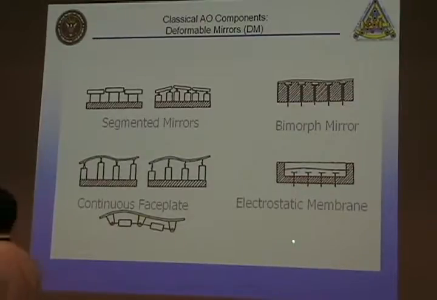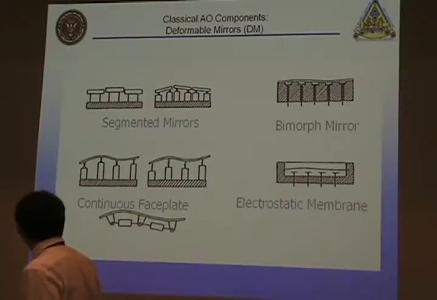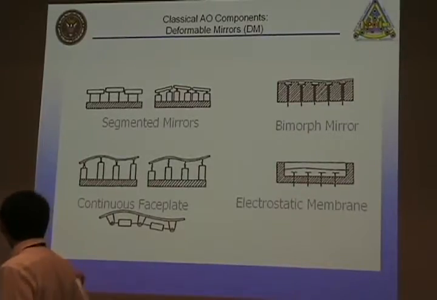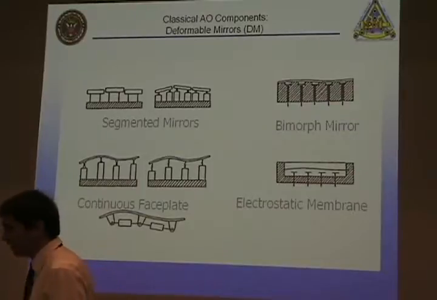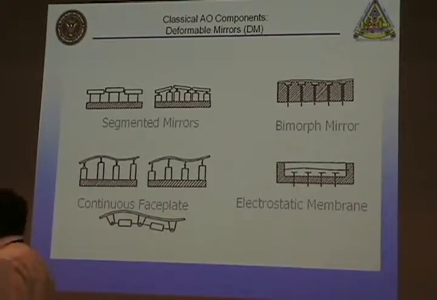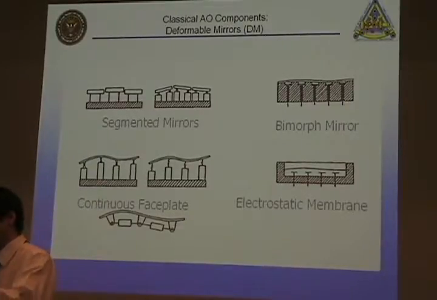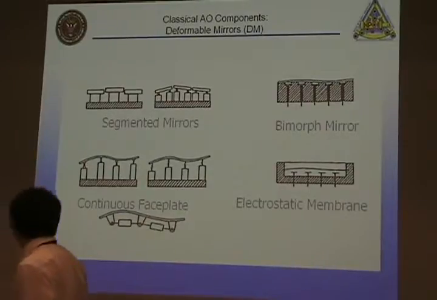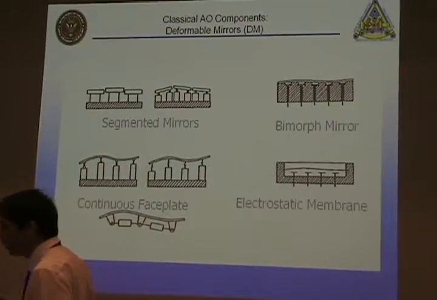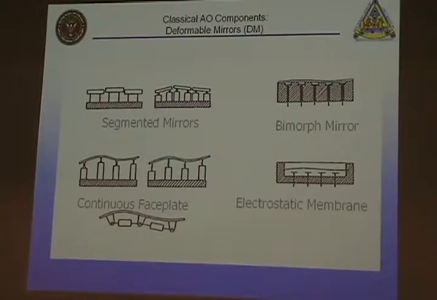And another one is the electrostatic membrane, where you have a very thin membrane, like 20 microns thick, and then you have actuators on the bottom. By applying voltage, you get the mirror to deform down toward the actuators. Then another type of deformable mirror that's used is a bimorph, where you have piezoelectric material aligned in two different directions, and by applying the voltage there, you can cause local deformations as well.